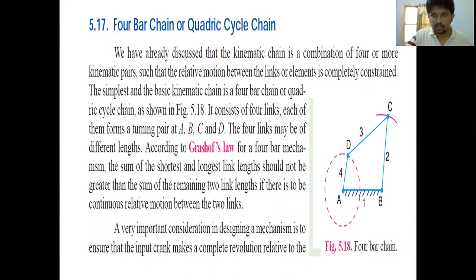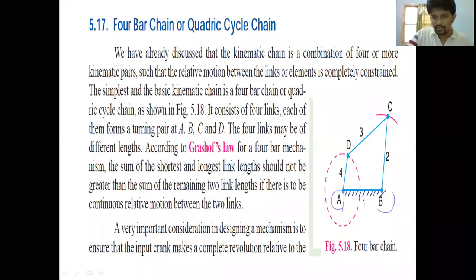If you see the mechanism, what is actually happening in the mechanism is you have four links there or four turning pairs. A is a pair, B is a pair, C is a pair, and D is a pair. Here AB is something which we call the fixed one. This AD is our crank, which is making one complete revolution.